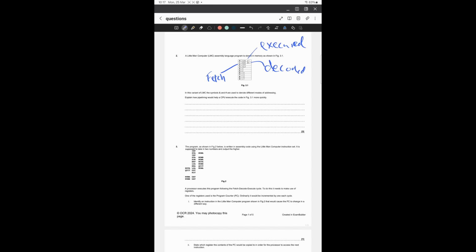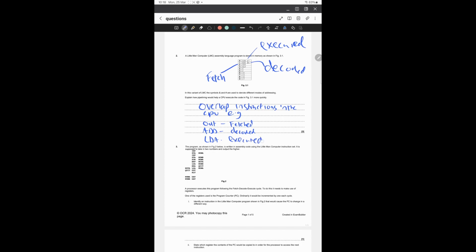So what we would say is overlap instructions in the CPU, e.g. you'd say OUT would be fetched, the ADD would be decoded, whilst the LDA is being executed.